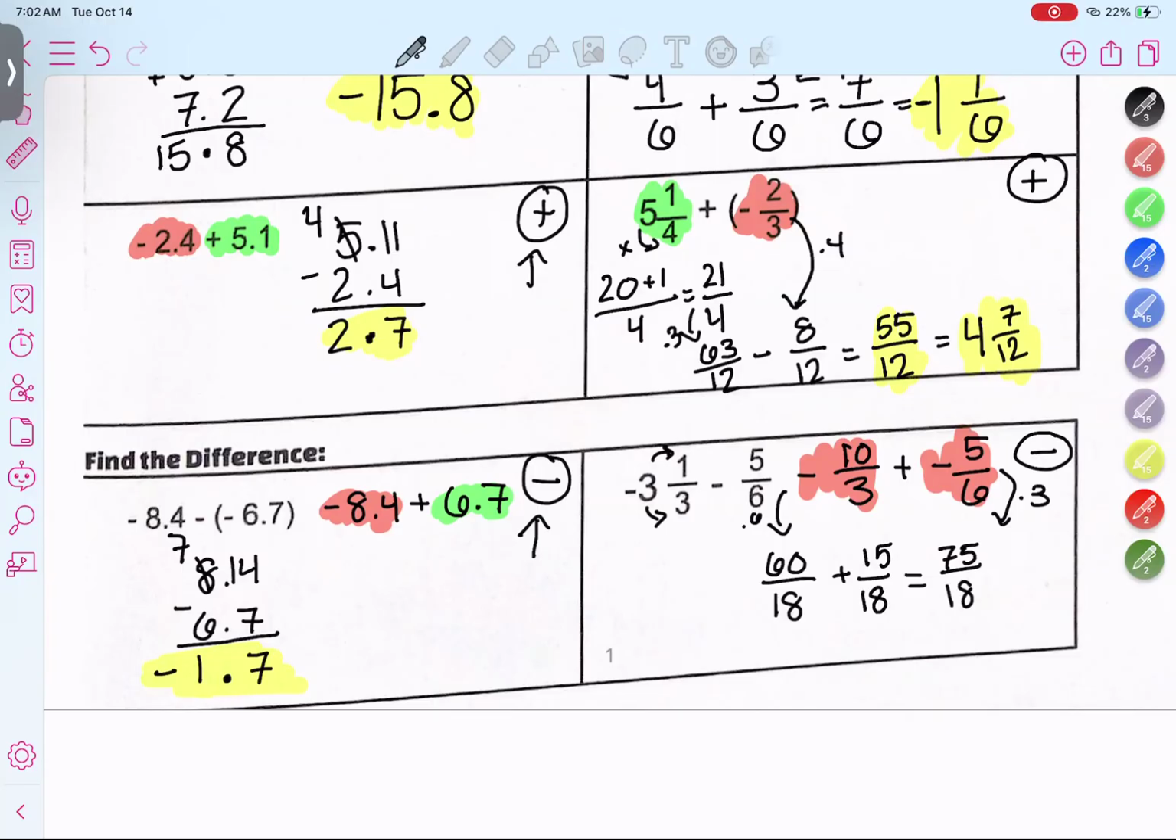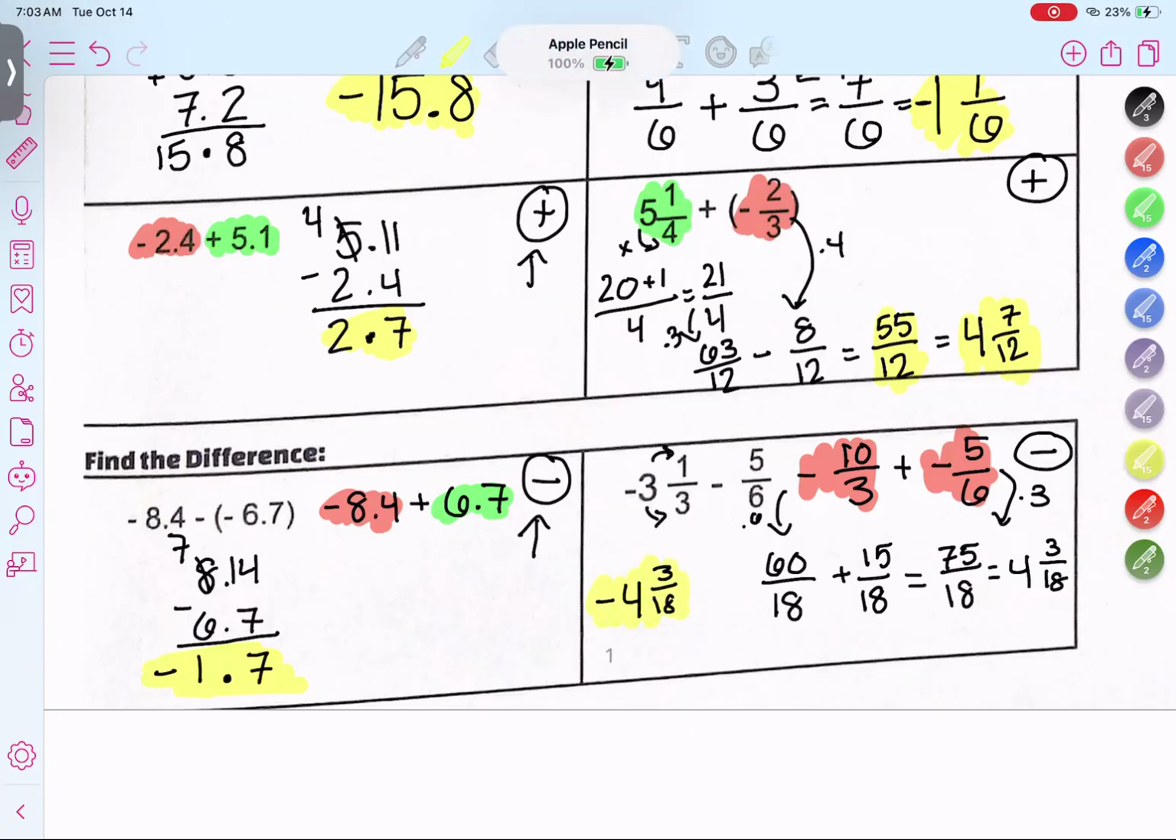And if we simplify that down, 18 can go into 75 4 times. And then if we do 18 times 4, we get 72, so we'll be left with 3 over 18. But our answer should be negative, right? So we have a negative 4, 3 over 18.